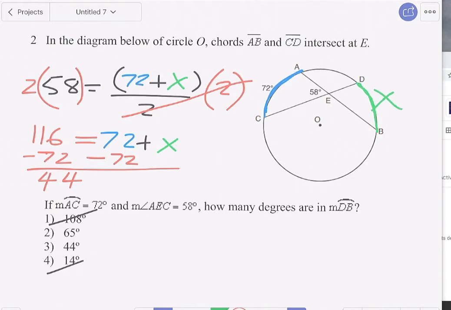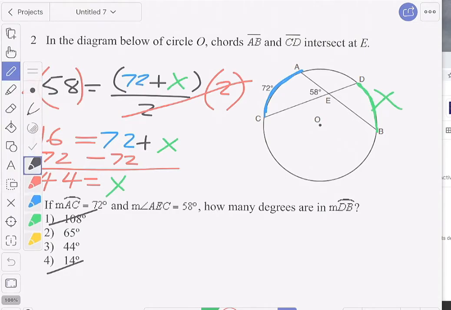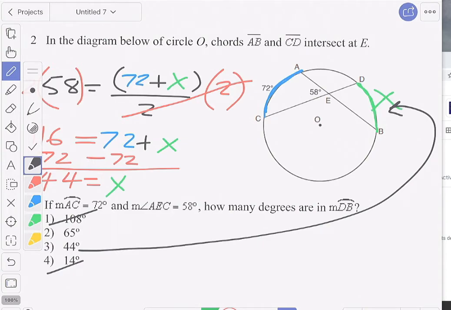So we got 44 degrees is equal to x. Now it's one of the choices, which is very good. And when I take a second peek at the picture, I can tell that this is actually a good answer because it does look slightly smaller than the 72 degrees for the blue arc.